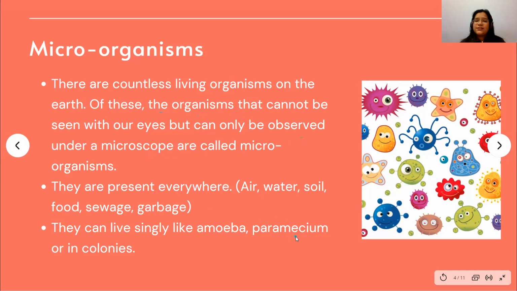Some microorganisms can live on their own, that is singly, and some exist in a group, that is in colonies. Now the organisms that can exist singly, you must have studied about them in your junior classes, that is amoeba and paramecium, and also in chapter 4. So you know that amoeba and paramecium are the organisms that exist on their own, right? And they can exist singly because they are unicellular, one-cell organisms. Similarly, there are microorganisms which exist in colonies.